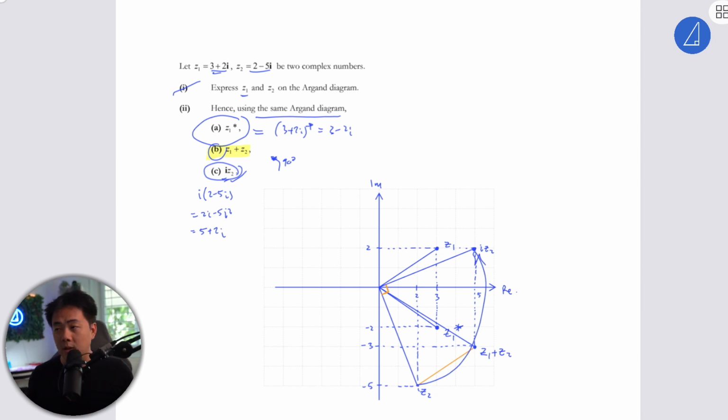Whereas for the vector addition, the addition of complex numbers is just vector addition. Okay, so that's how we do this proficiently. If you have any questions at all, please do let us know and I'll see you in the next question.